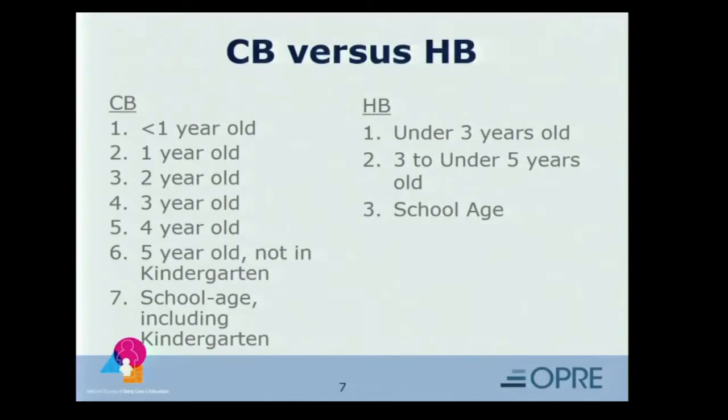It is important to know that the level of aggregation in the center-based survey and the home-based survey is different. As I mentioned before, in the center-based survey, there are up to 7 different detailed categories, which are listed in the slide. In the home-based survey, the age of the child is coded and reported into 3 different categories: under age 3, 3 to under age 5, and school age.